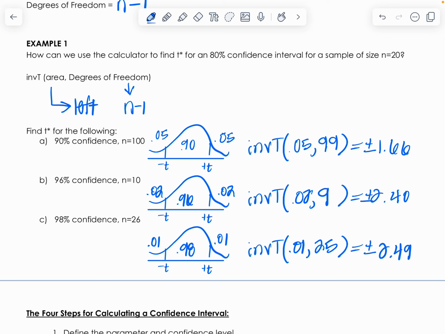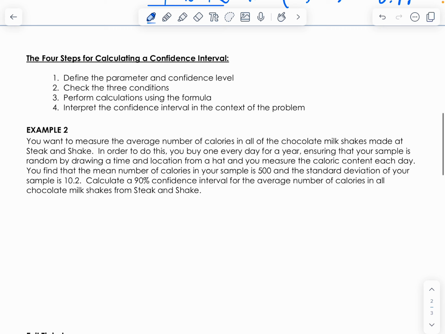So means we use t-scores, percents we use z-scores. Means, t-scores, percents, z-scores. So now let's calculate our first confidence interval.